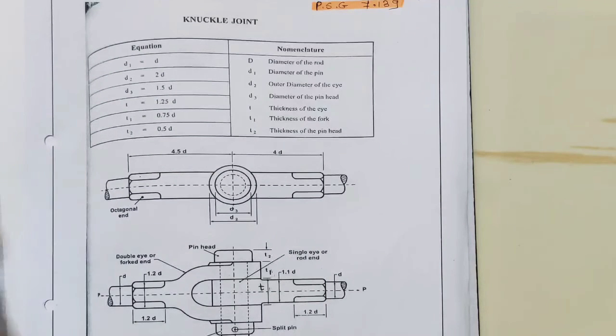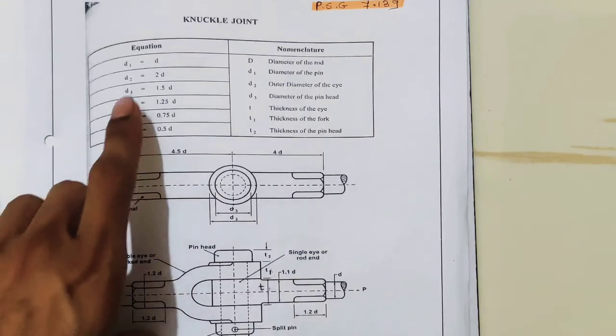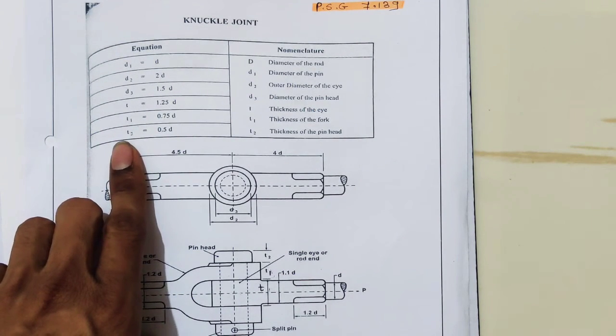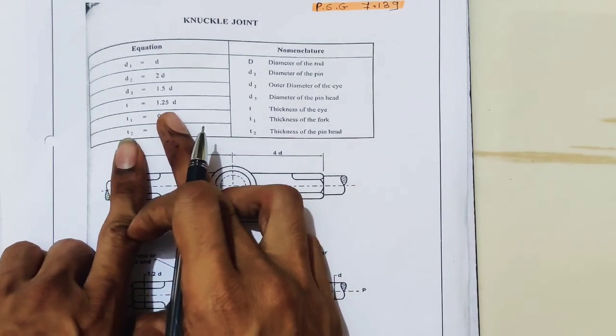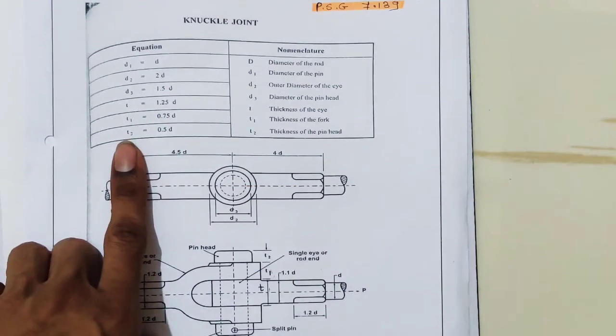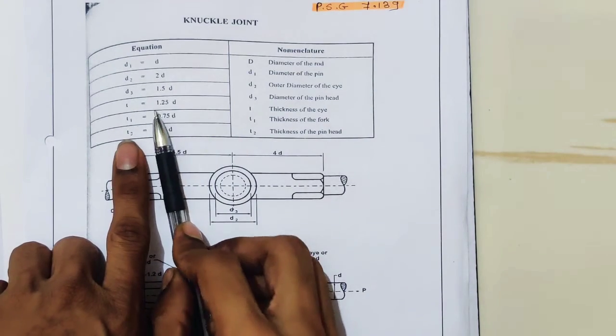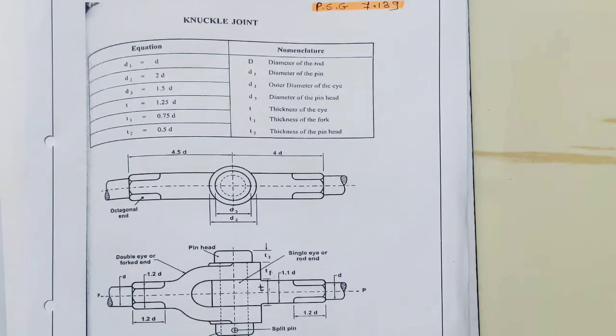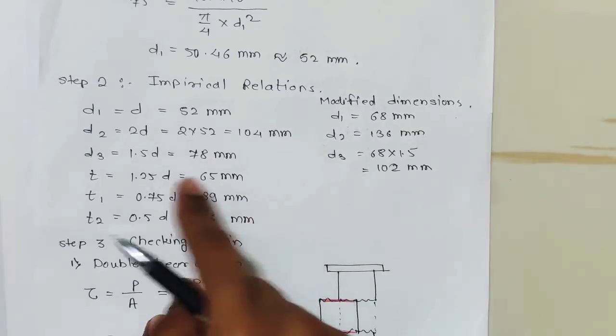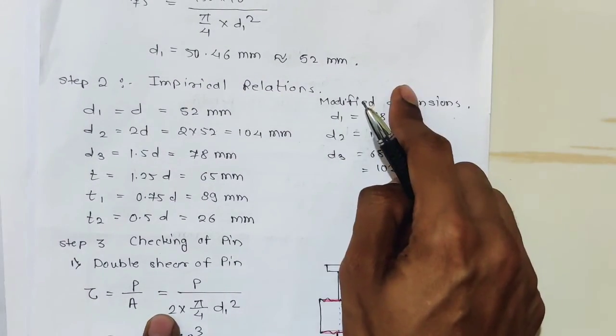Okay, and mention the PSG page number. I haven't mentioned the PSG page number. You have to mention the PSG page number if empirical relations are not given in the question paper. Here the empirical relations are given in the question paper, so that's why I haven't mentioned it. But if it is not given, then when we find the empirical relations, at that time you have to write the PSG page number, that is 7.139.